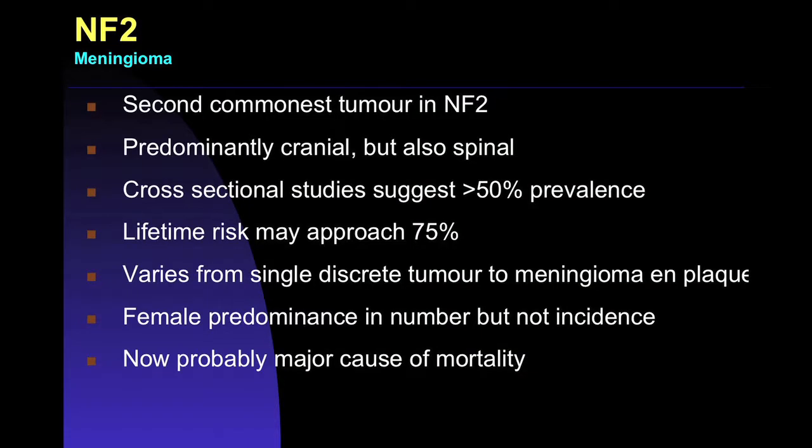So meningioma is the second commonest tumor in NF2. It's predominantly cranial, but you do get them on the surface of the brain, the meninges, and you can get multiple tumors. They can occur on the spine. Lifetime risk of having a meningioma probably approaches 75%, and it varies as to what type of genetic mutation you have.